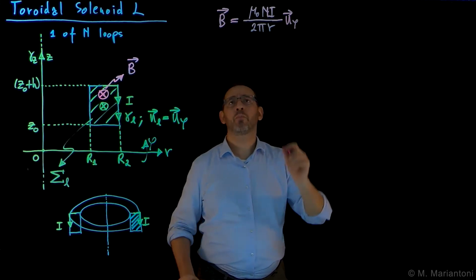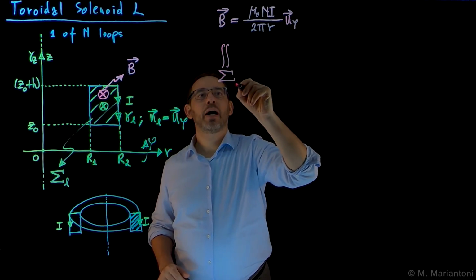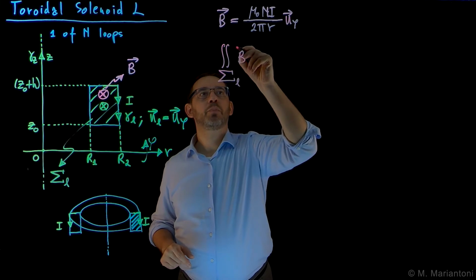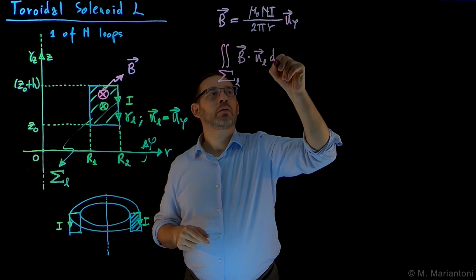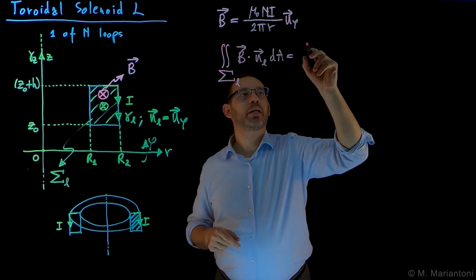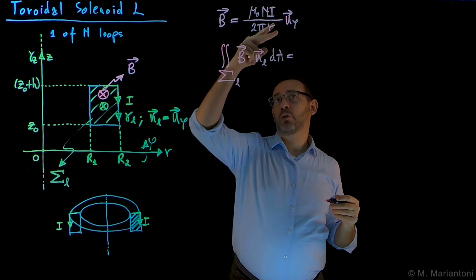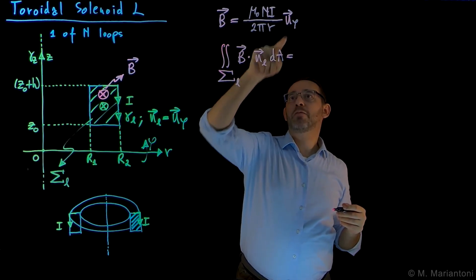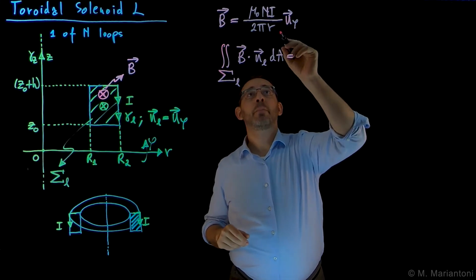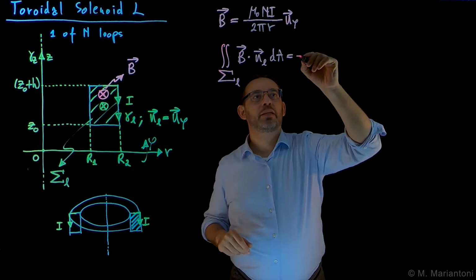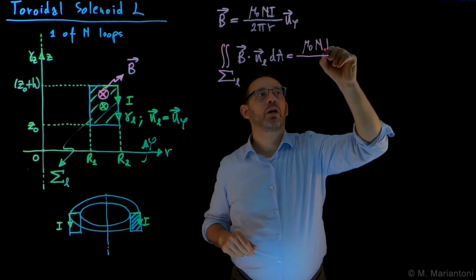So if this is our B, the flux through the open surface capital Sigma L, this surface here, is the integral of B dot n_L dA, but n_L is nothing but u phi. So now we can start to use this expression here. We plug it in. u phi dot u phi is 1 because n_L is u phi. And so all the constants we can take outside the sign of integral.